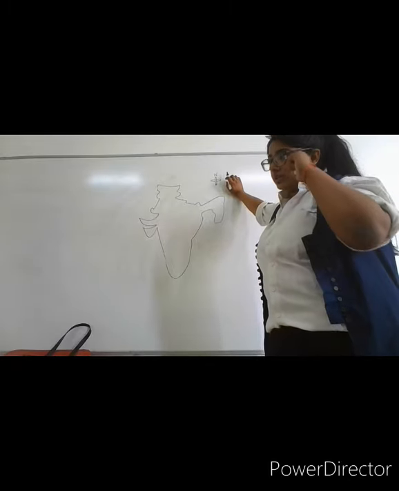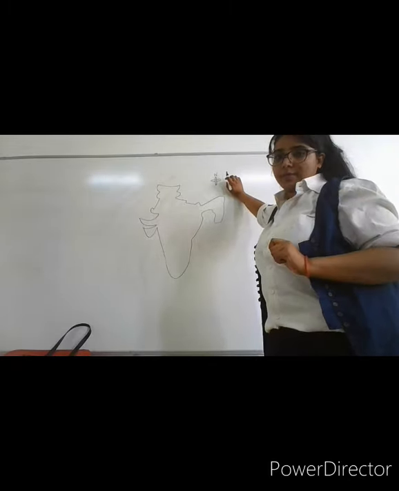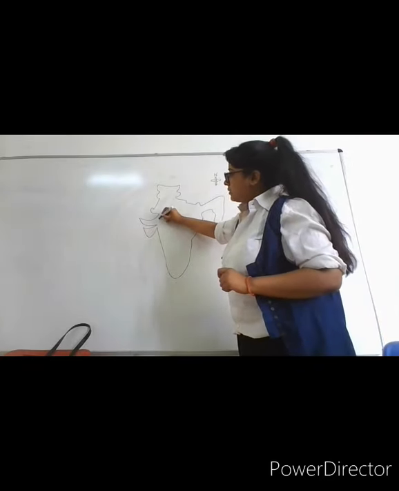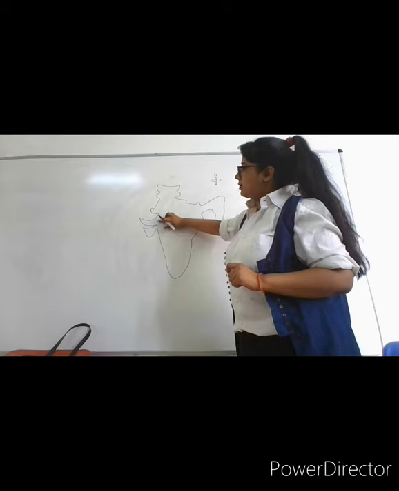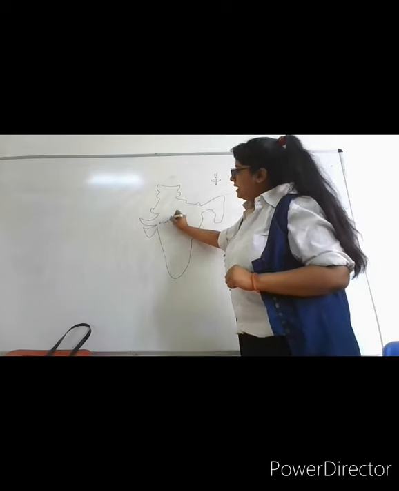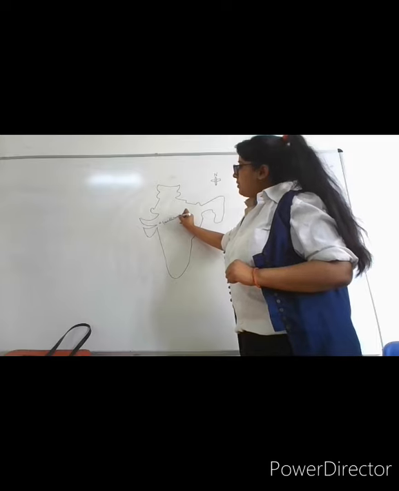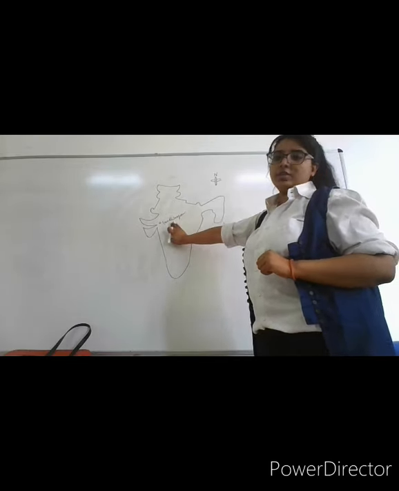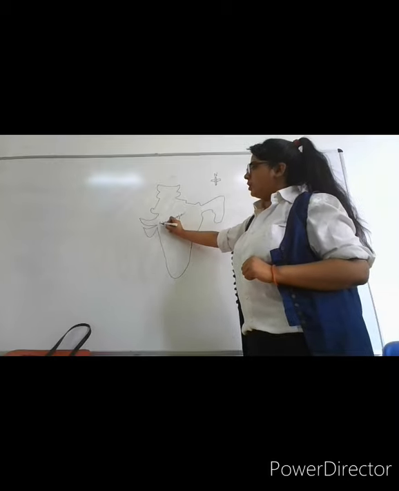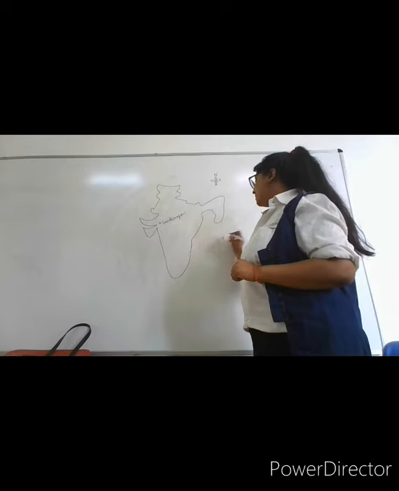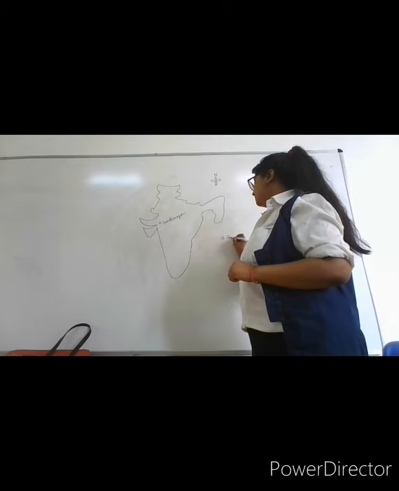Now we'll talk about the other symbols used in a map. Suppose we are talking about a capital, the capital of Gujarat, which is Gandhinagar. This Gandhinagar might not be mentioned in the map sometimes, but this symbol will always be present. So, what does this symbol talk about? Capital.